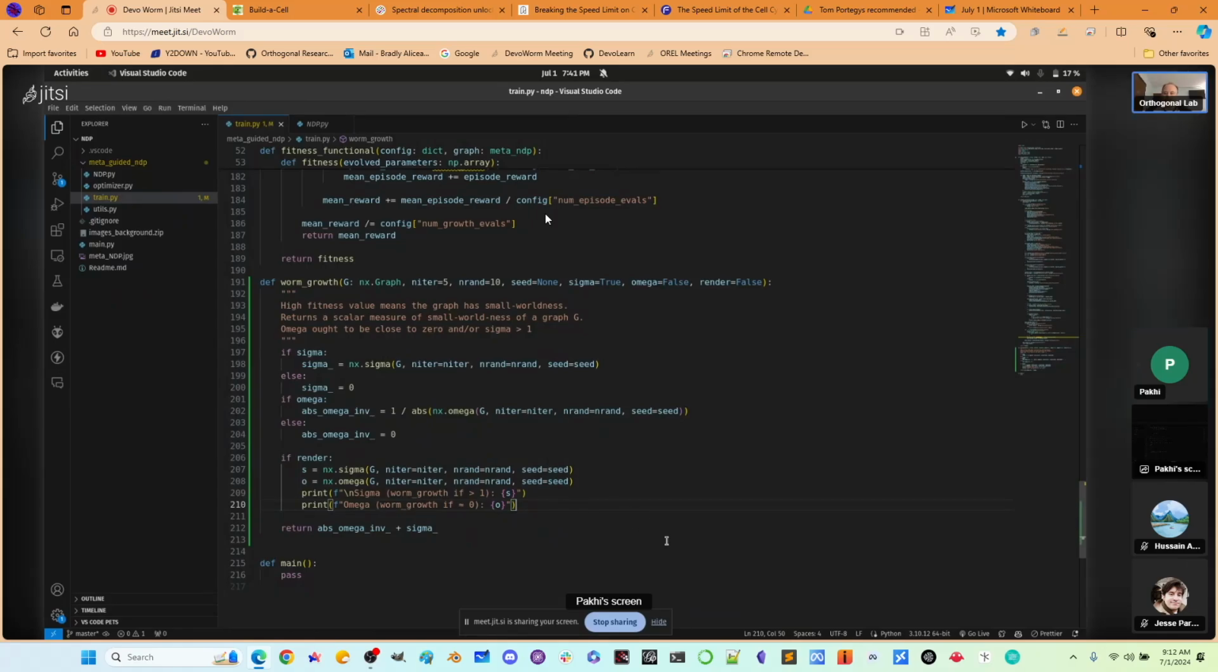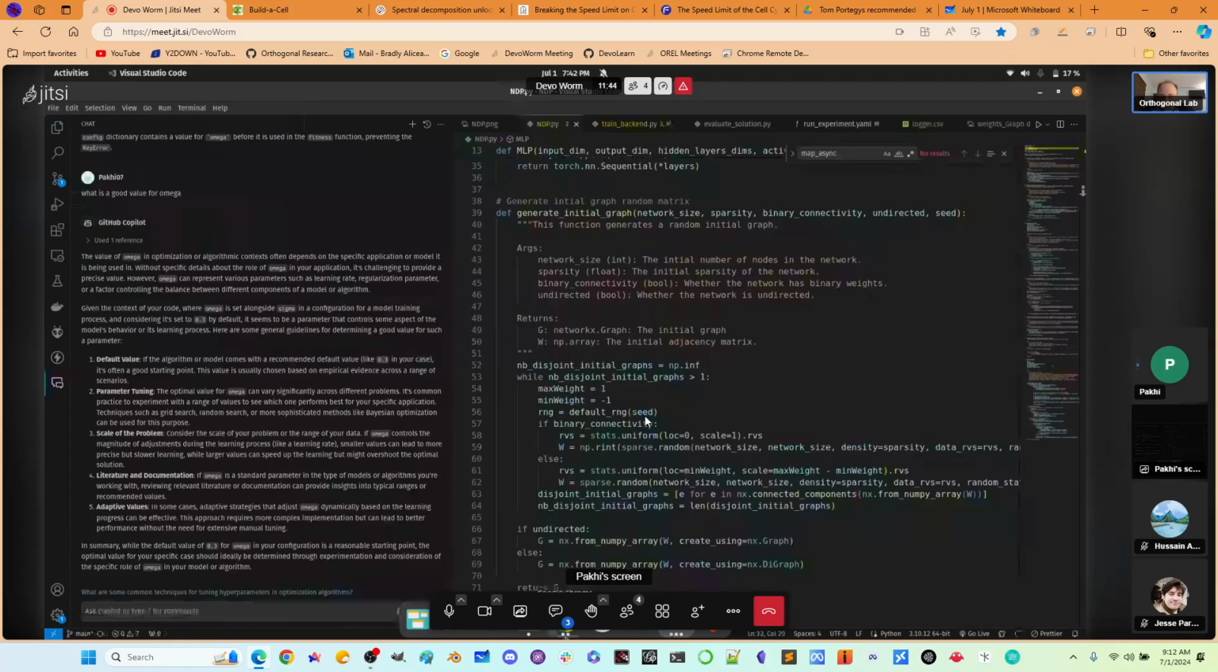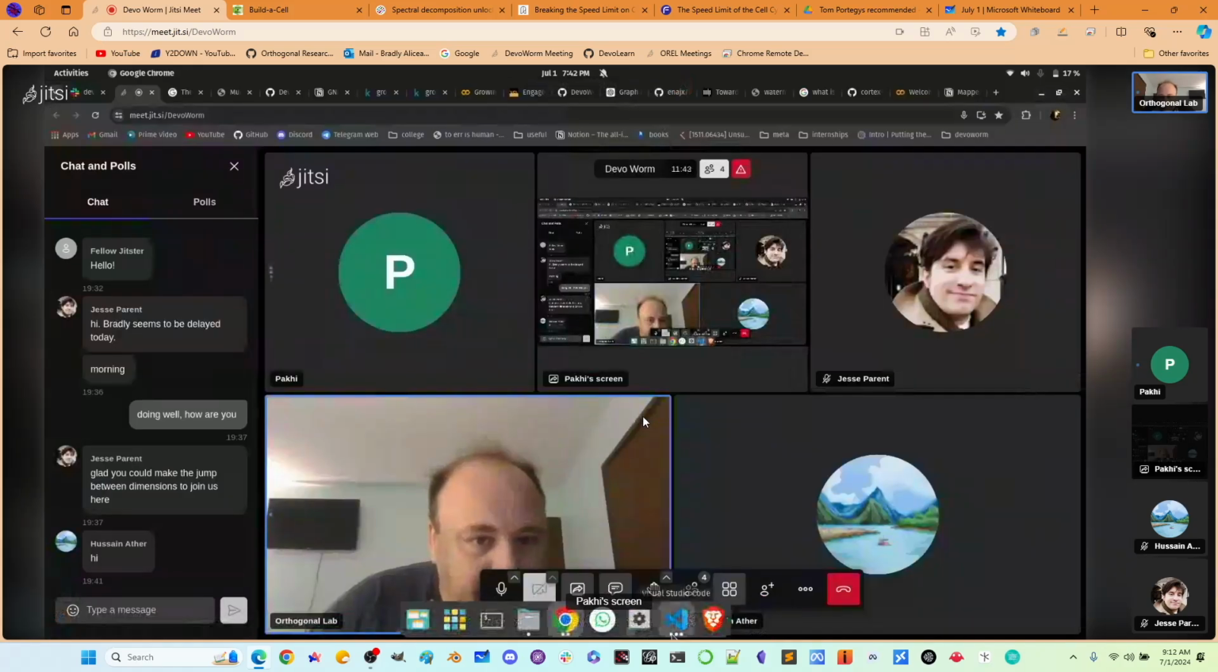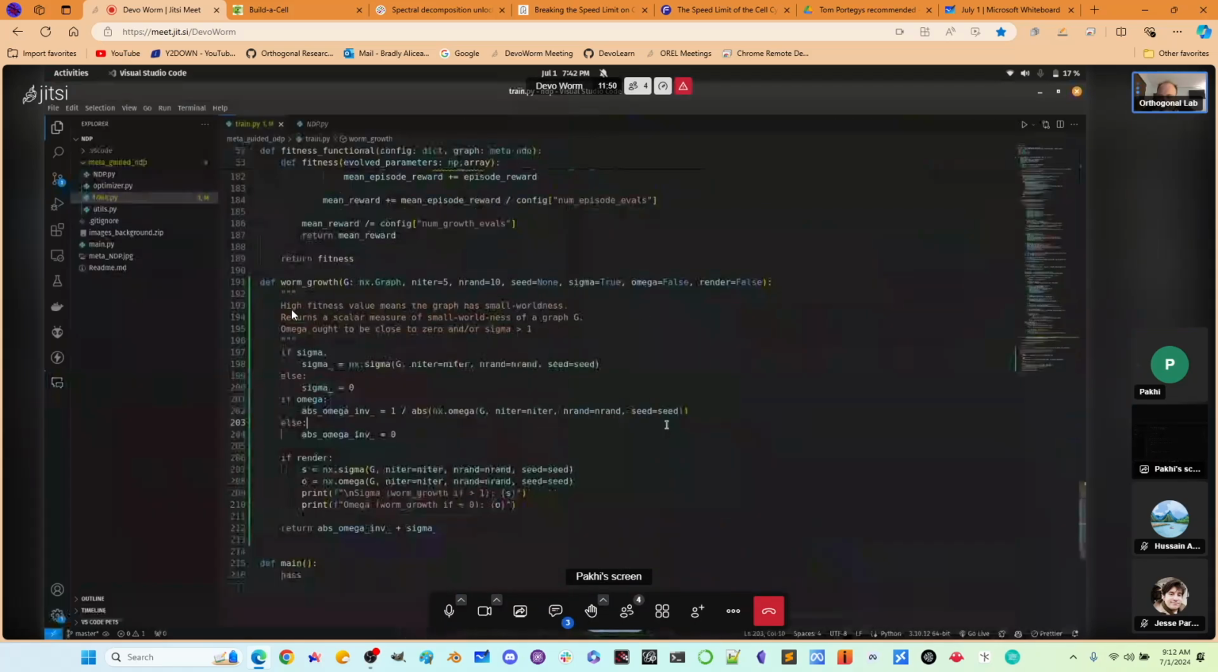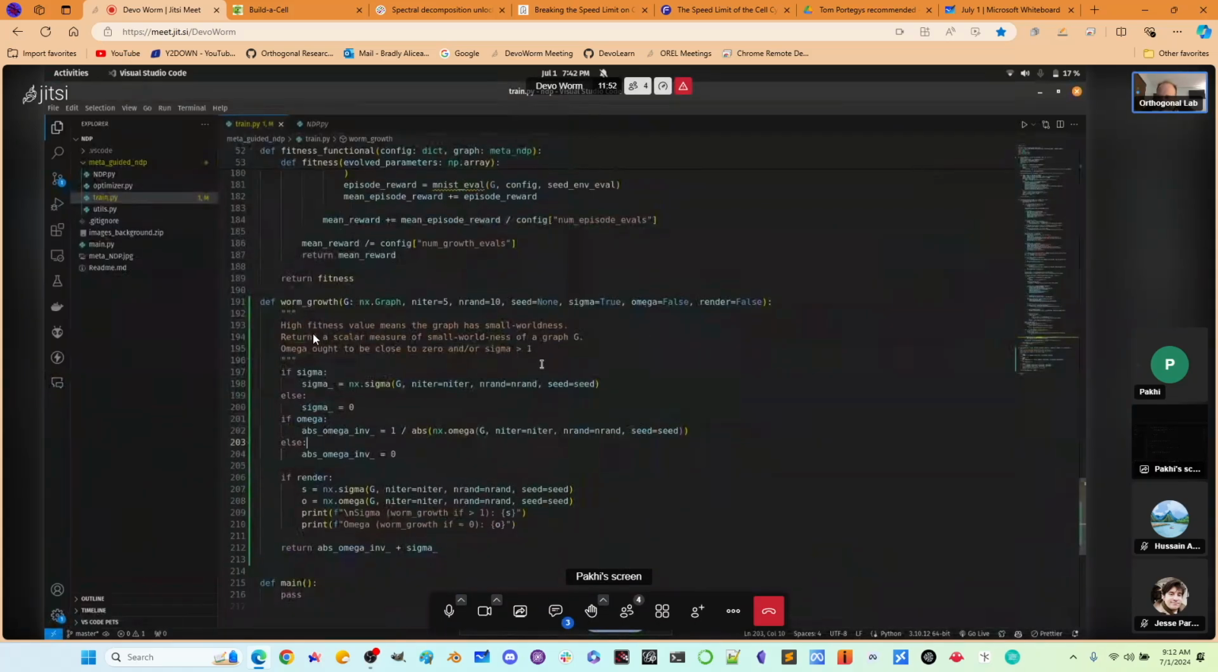Okay. Looks like they have an interesting comment in the worm growth function. High fitness value. Sorry, go back to where you were. Yeah. So it looks like they have an interesting comment in the worm growth function. High fitness value means the graph has small worldness. Returns a scalar measure of small worldness of a graph G. Omega ought to be close to 0 and or sigma is greater than 1.